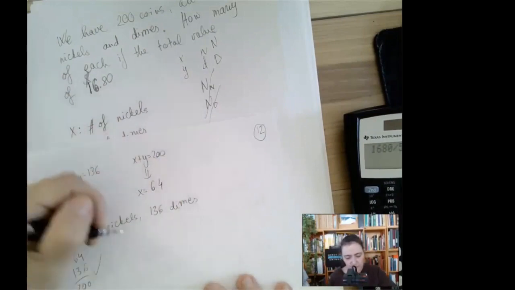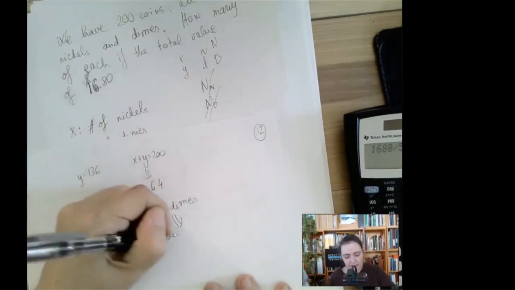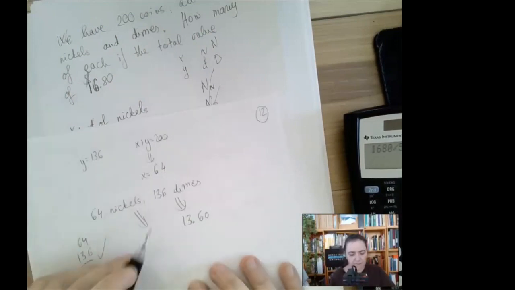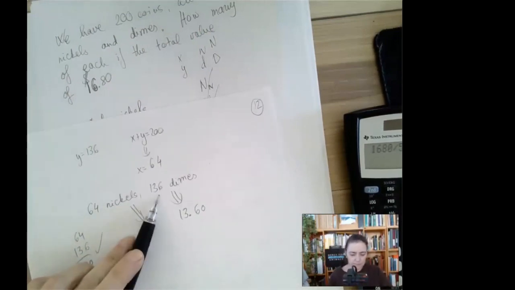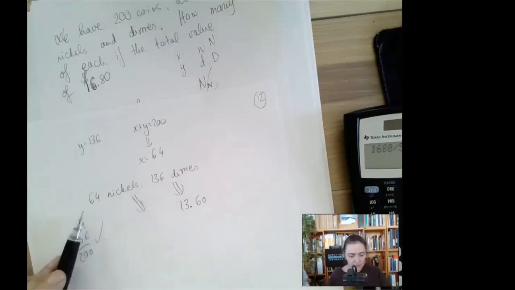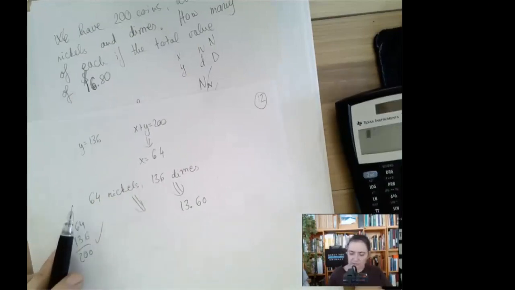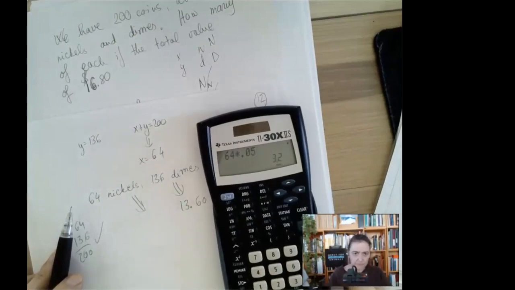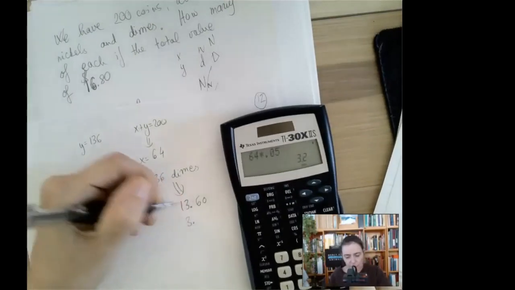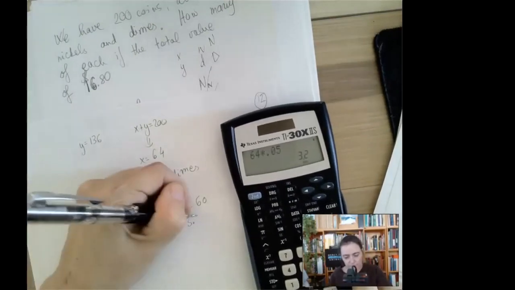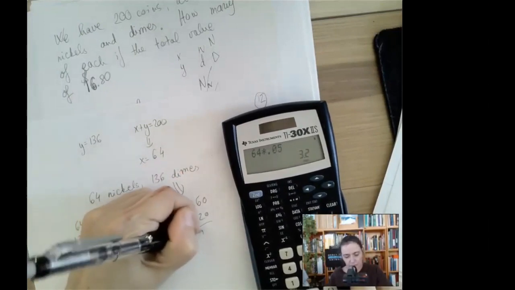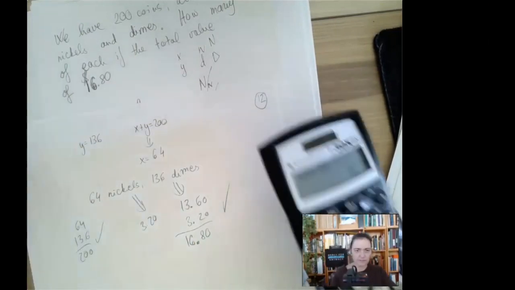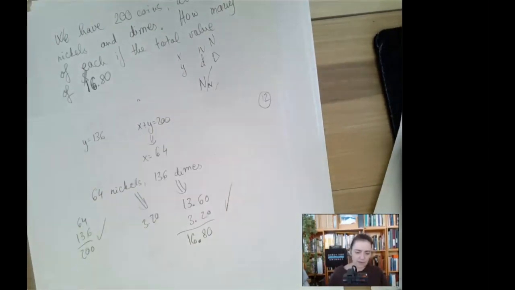And then, well, the dimes, that's easy. That's $13.60, right? Each dime is 1/10 of a dollar. And 64 nickels is 3.2. And that's 16.80. So we're good. Now, any questions?